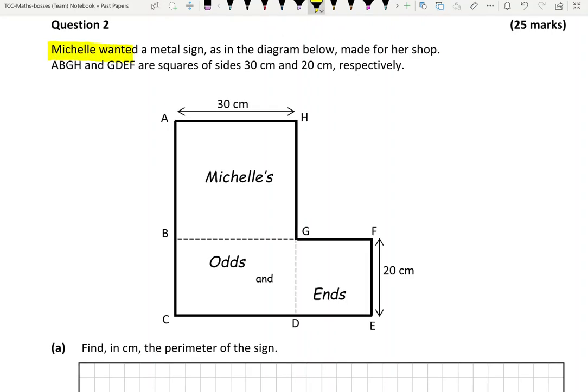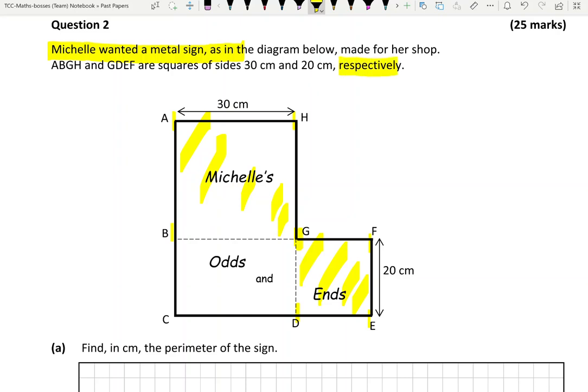Michelle wanted a metal sign, as in the diagram below, made for her shop. Shape ABGH and GDEF are squares of side 30 and 20 respectively.